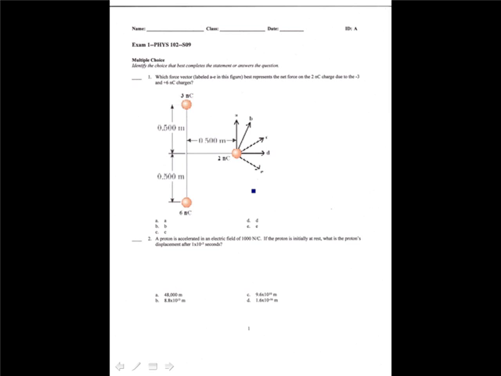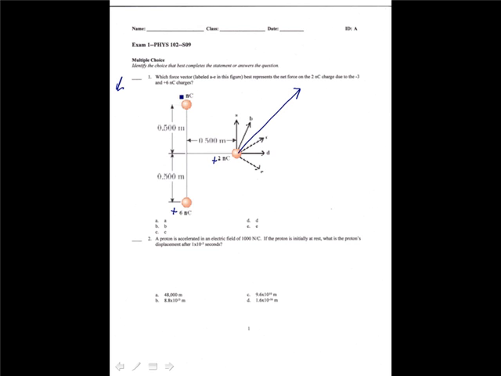Alright, this is exam 1 from spring of 2009. In this first question it says which of these vectors A through E represents the net force on this 2 nanocoulomb charge due to the -3 and the +6. Well, just want to sort of represent the vector. So here you have a +6 and a +2, and so the force acting on the +2 nanocoulomb charge is going to be in this direction.